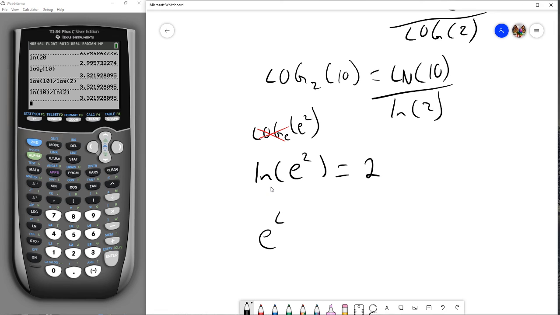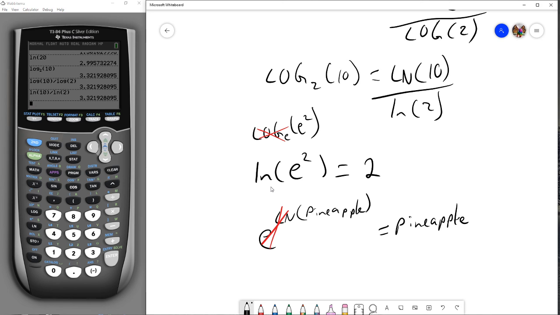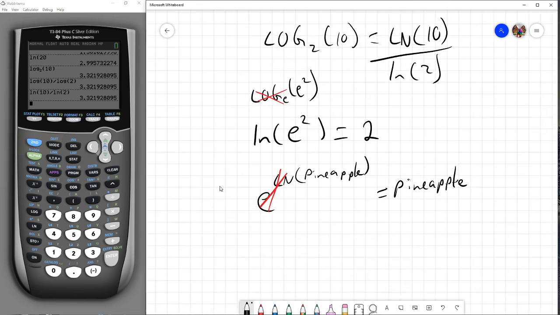Similarly, if you have e to the natural log of, I don't know, how about pineapple? Then the e and the natural log will cancel each other out, leaving you with just pineapple. I mean, it doesn't really matter what's inside. What matters is identifying the fact that the natural log and the exponential, since they are the same base, they kill each other off, leaving you with just pineapple, which is delicious.